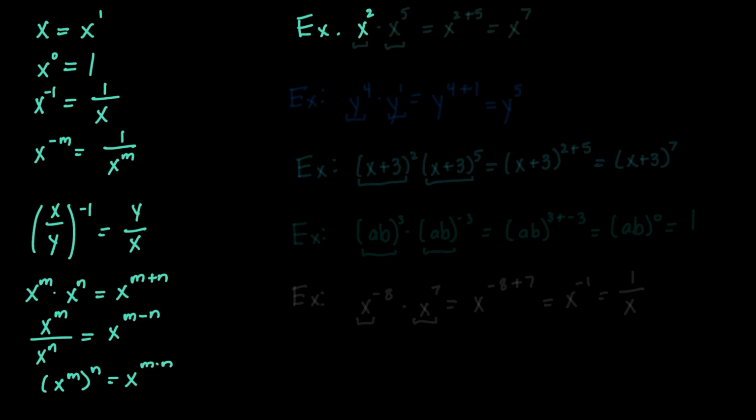So x squared times x to the 5th. Bases are the same. Multiplying means I'm going to add my exponents. So if I have x to the 2nd times x to the 5th, that's going to turn into x to the 2 plus 5, which is x to the 7th.